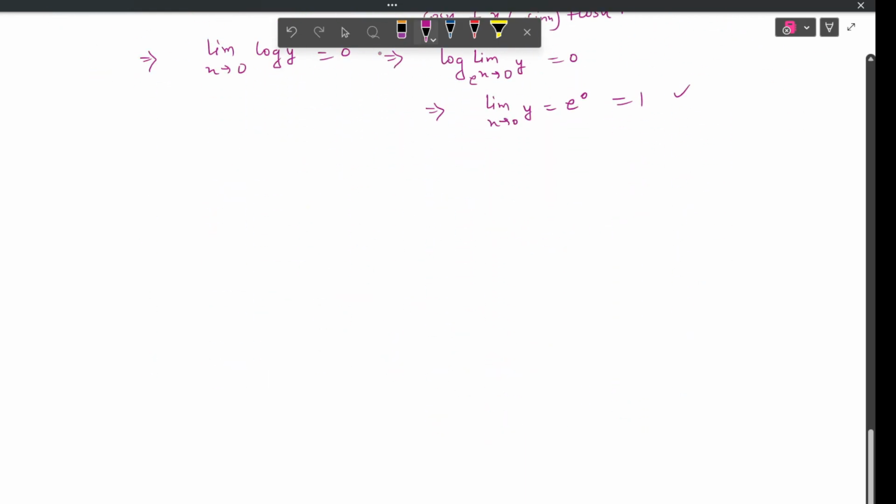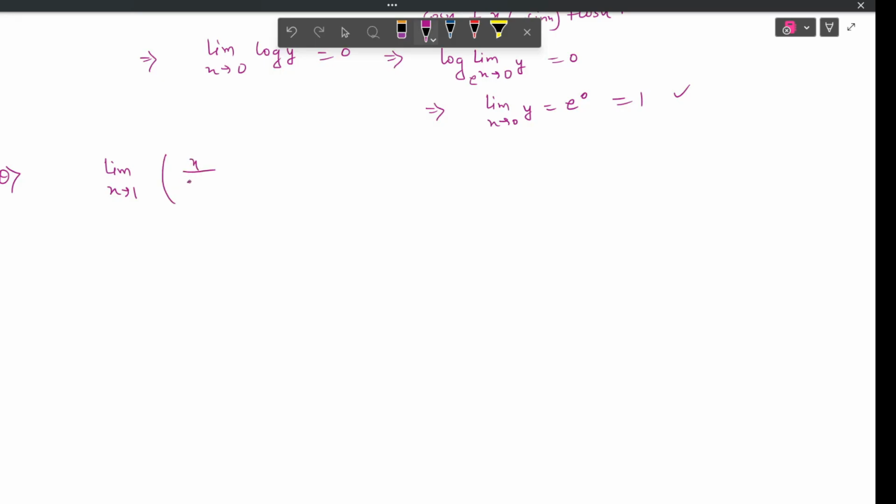Now let us see another question regarding this. We have to evaluate the limit as x tends to 1 of x by x minus 1 minus 1 by log of x. If you put x tends to 1, it will be 1 by 0, that is infinity, and log of 1 is 0, so infinity. So this is in the form infinity minus infinity.